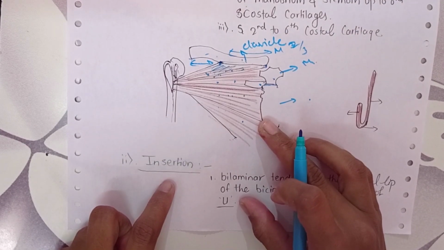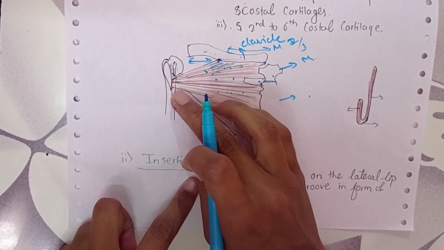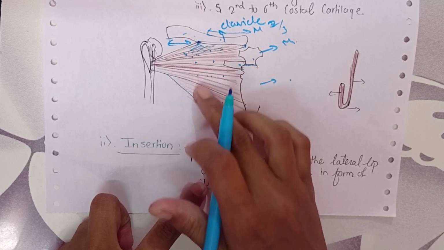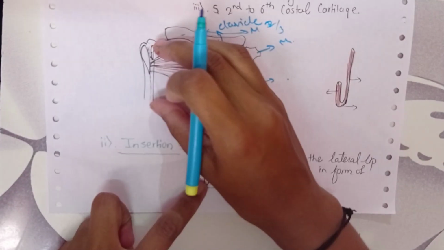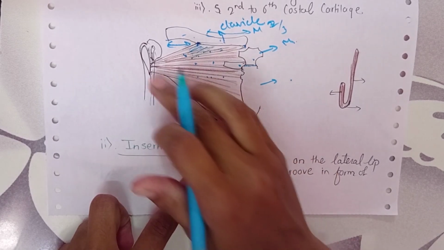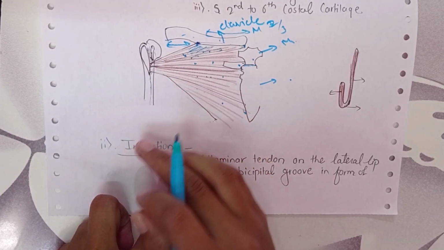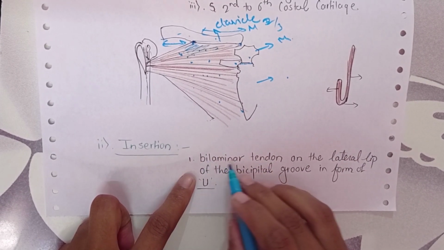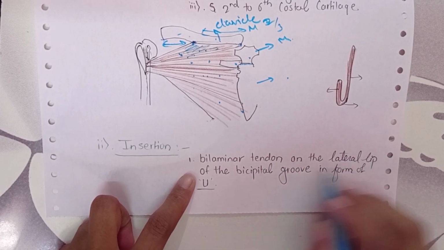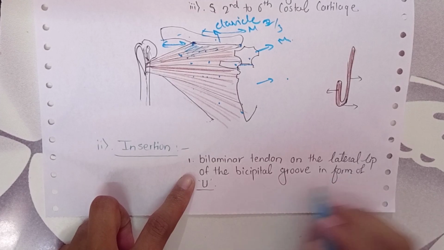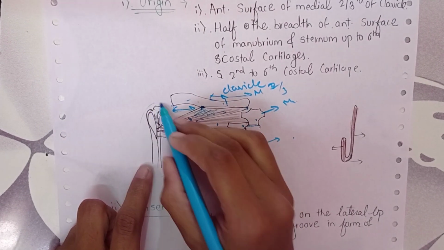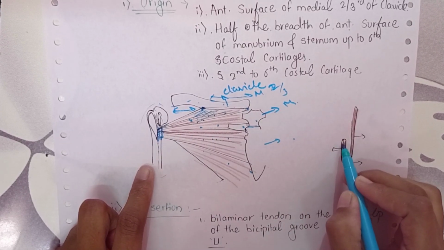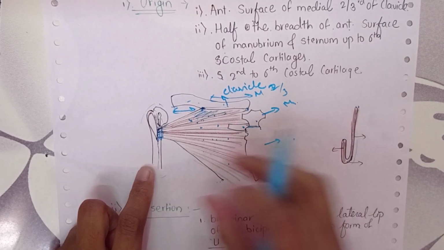Now next to that will be the insertion. The insertion takes place at the humerus, the bone humerus. All these fibers form a bilamellar tendon, and they get inserted at the bicipital groove in the form of a U. Here we can see the insertion is by a bilamellar tendon on the lateral lip of the bicipital groove in the form of a U. Here the humerus is there, and the bicipital groove will be there. In this way the bilaminar tendon insertion takes place.